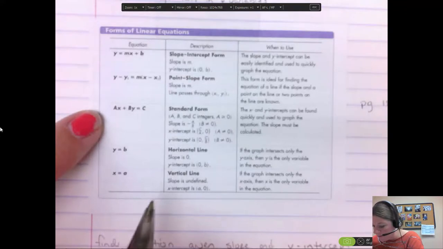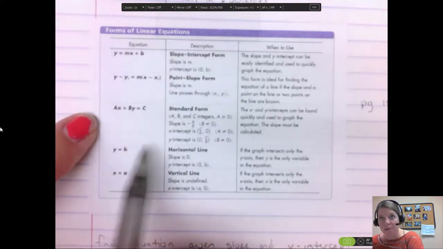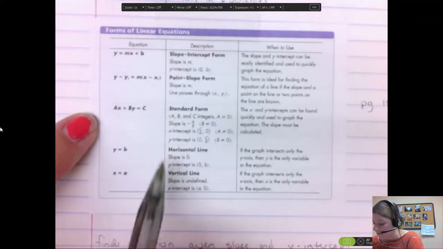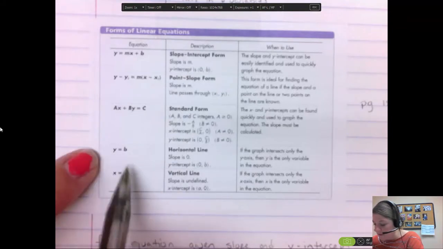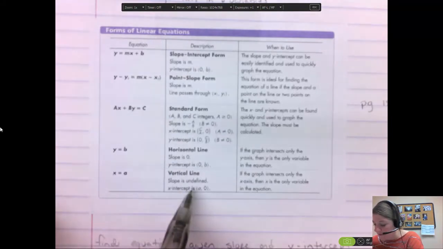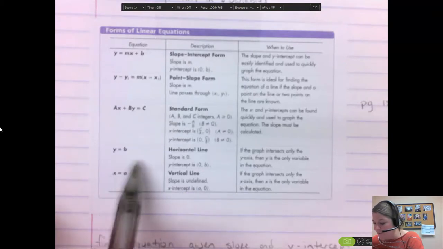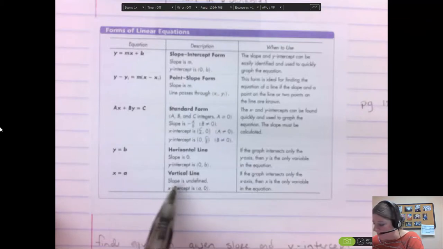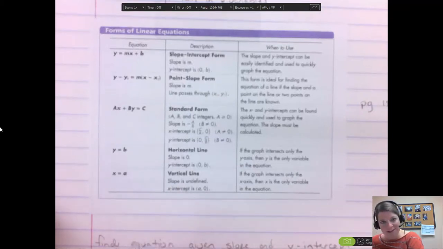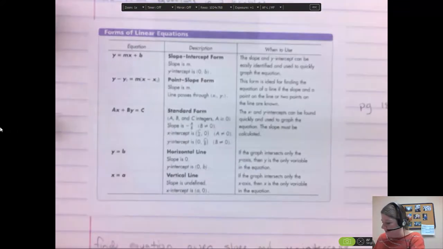Standard form, you really basically just get the slope off of standard form. It's not something you use regularly. We've already discussed horizontal and vertical. Y equals is horizontal, x equals is vertical. If the y's are all the same, then it's a horizontal line. If the x's are all the same, it's a vertical line. All right, so that's kind of the formulas that we're going to use.